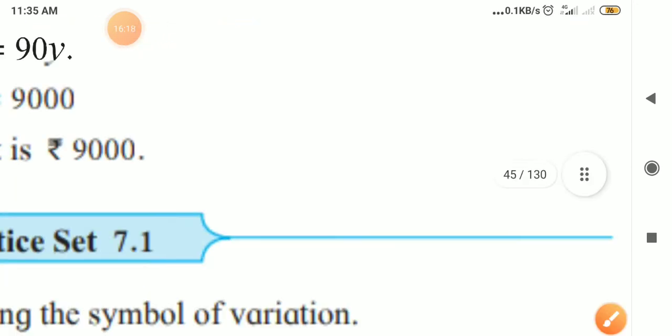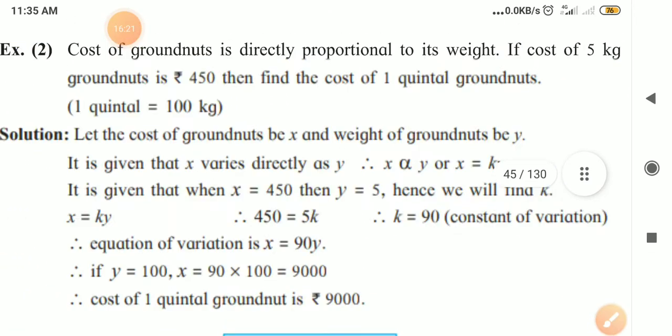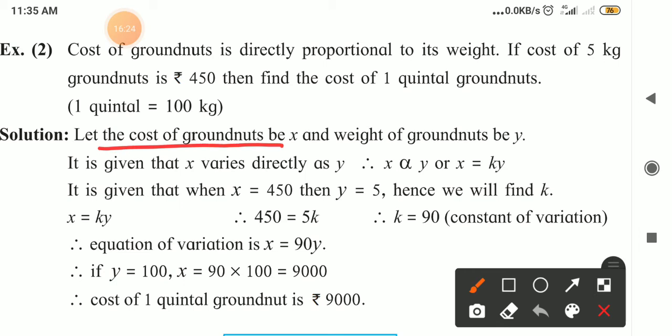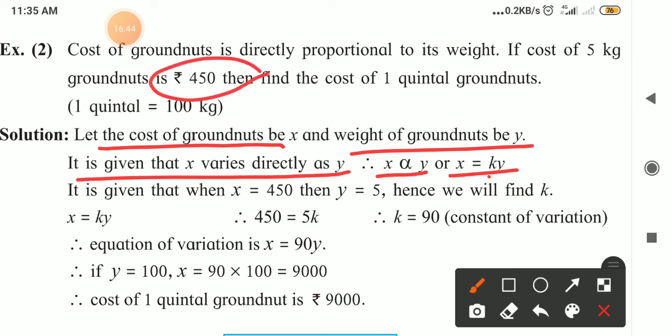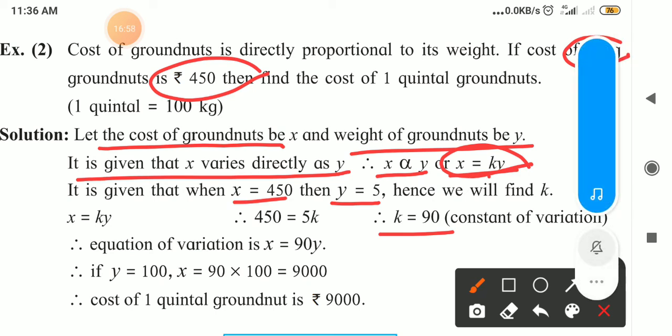Now I will show you how it is solved step by step in our textbook. First of all, we assume the cost of groundnut is x and the weight of groundnut is y, and it is given that x is directly proportional to y. To remove the directly proportional sign, you take k as a constant, so x = ky. It is given that if x is 450, y is 5. From this information you find the constant of variation, that is 90, by putting x = 450 and y = 5 in this equation.